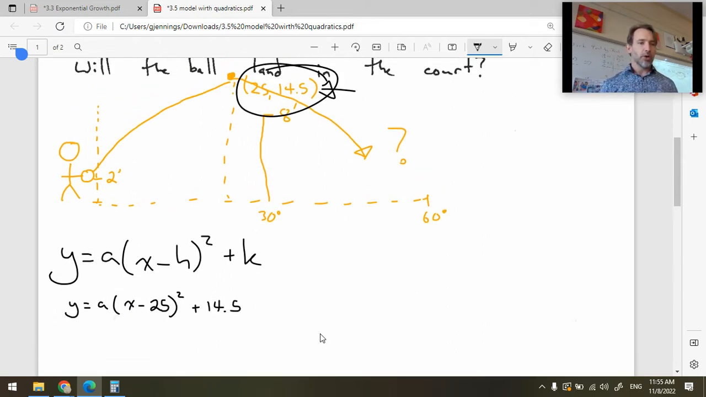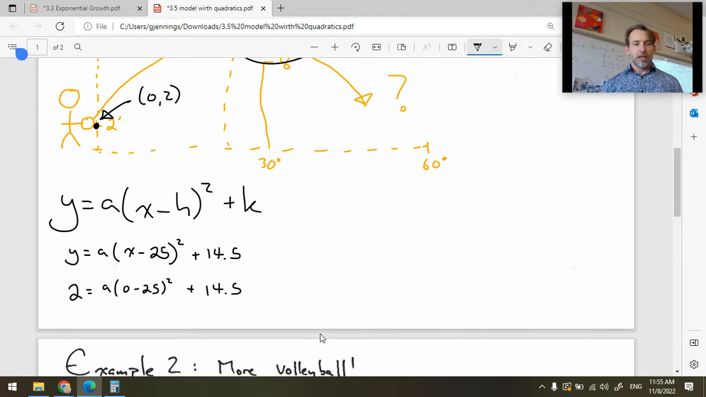Now I know one other point, and that's this point over here. I need one more point to solve for that a value, to solve for that stretch factor, and that's the point (0, 2). So let's put that point into the equation to solve for a. When y is equal to 2, x is equal to 0. So 2 is equal to a multiplied by (0 minus 25) squared plus 14.5.